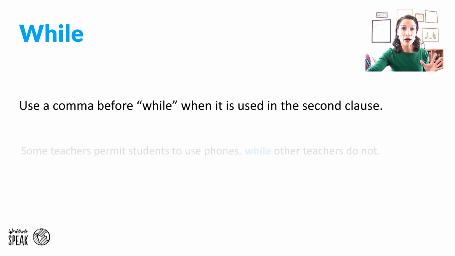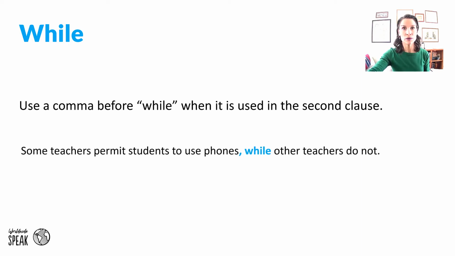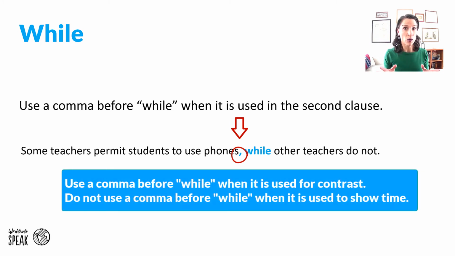Now, if you are going to use while in the middle, which you certainly can do, and it means the same thing, you are going to use a comma in front of while. This is sometimes a little tricky because when we are using while to mean contrast, we use a comma. When we are using while to talk about time, we do not use a comma when it's in the middle of the sentence. Why do we have different rules for commas depending on how we use while? I don't think anybody knows the answer to that. But when you're using while to express contrast, and while is in the middle of the sentence, you will use a comma.